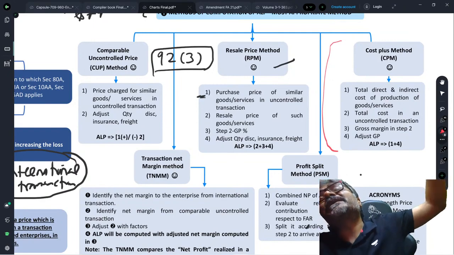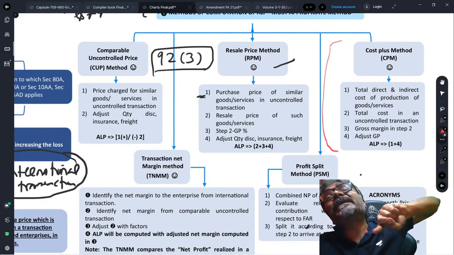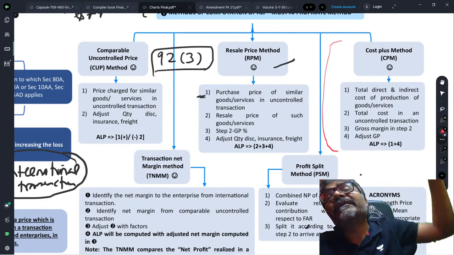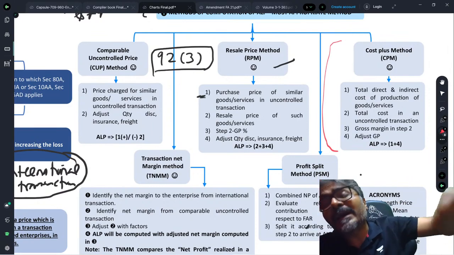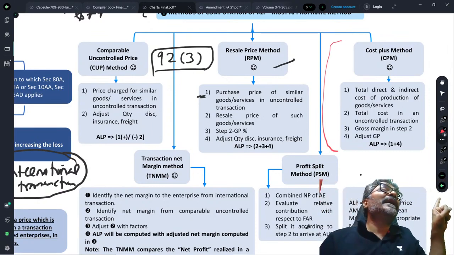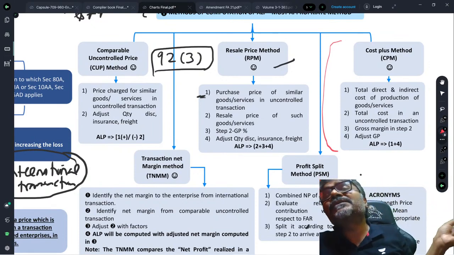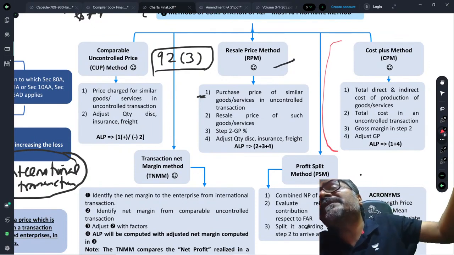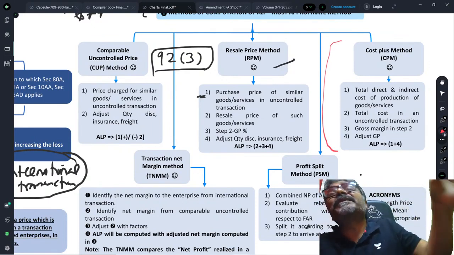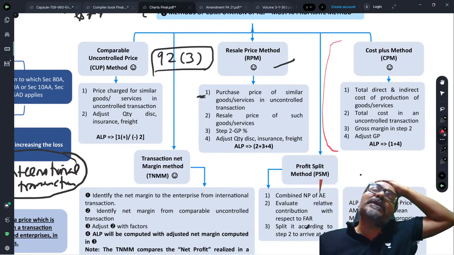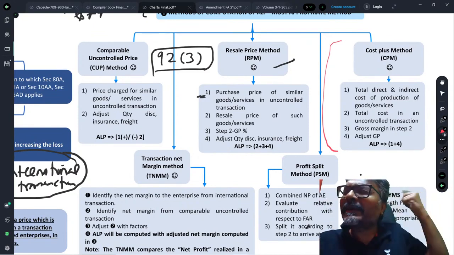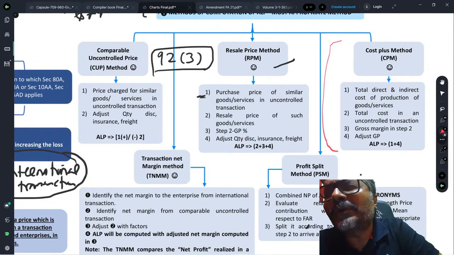If the actual price charged by JP Morgan India to Morgan Stanley US is lower as compared to the ALP, then whether we need to do the transfer pricing adjustment, whether it will result in additions to the total income, the answer is yes. But look at it the other way around, students.